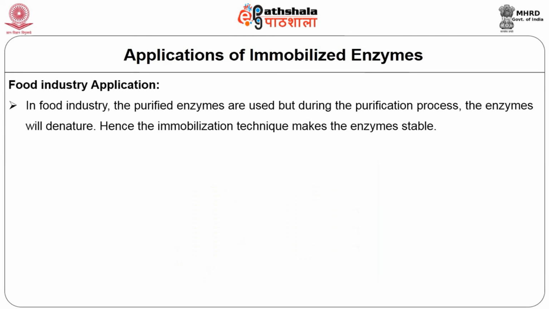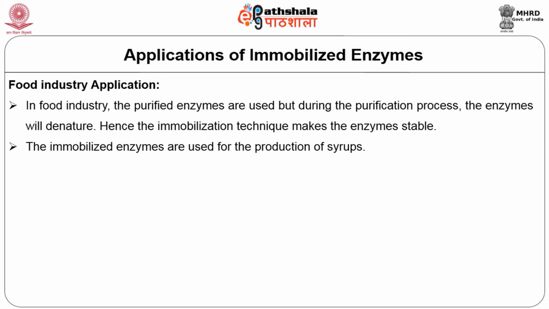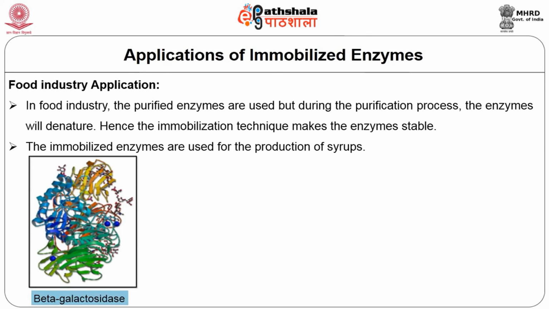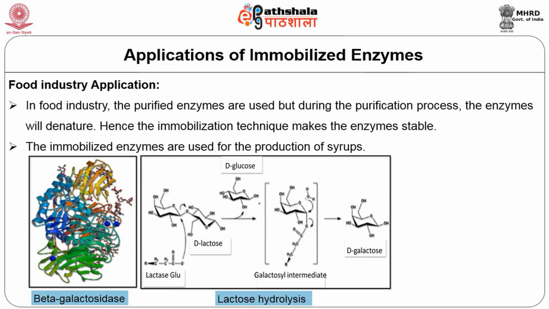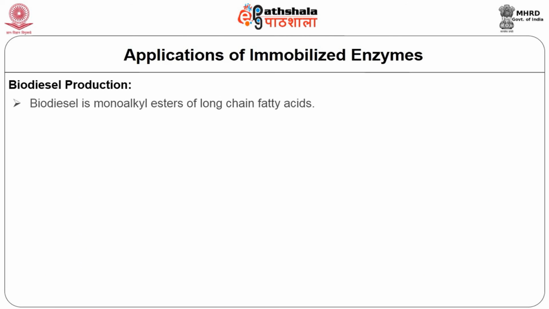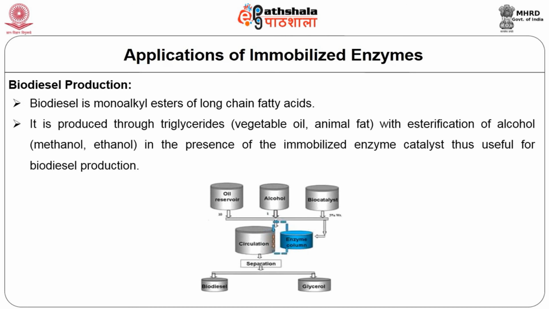In the food industry, purified enzymes are used, but during the purification process, the enzymes will denature. Hence, the immobilization technique makes the enzymes stable. The immobilized enzymes are used for the production of syrups, and immobilized beta-galactosidase is used for lactose hydrolysis in whey for the production of baker's yeast. Biodiesel is a monoalkyl ester of long-chain fatty acids. It is produced from triglycerides in the presence of the immobilized enzyme catalyst. Thus, it becomes useful for biodiesel production.